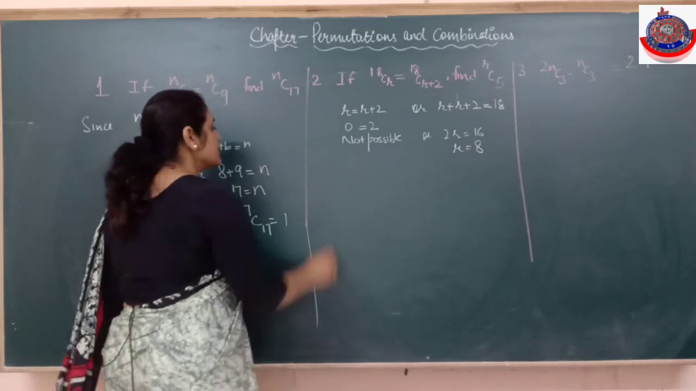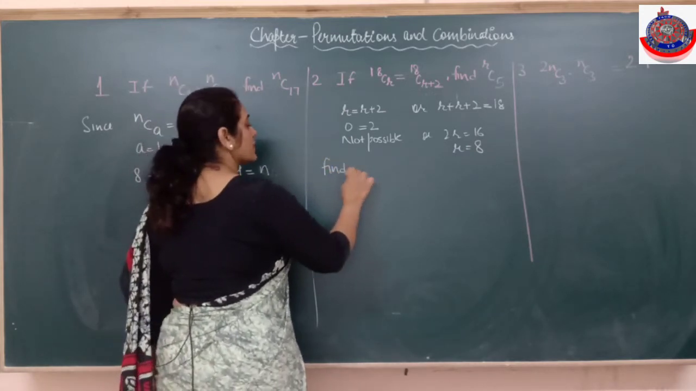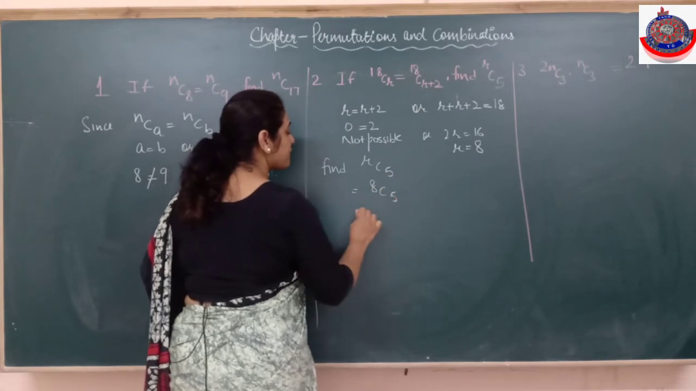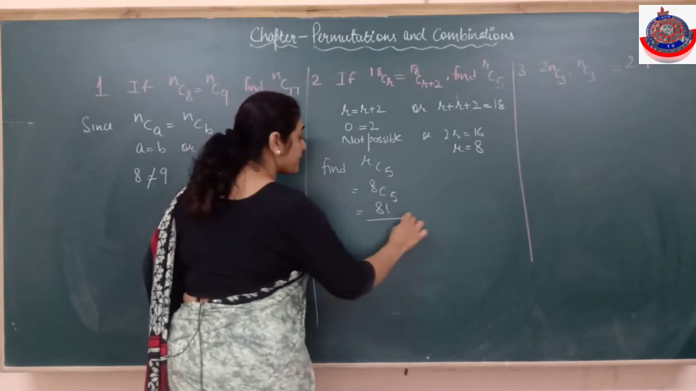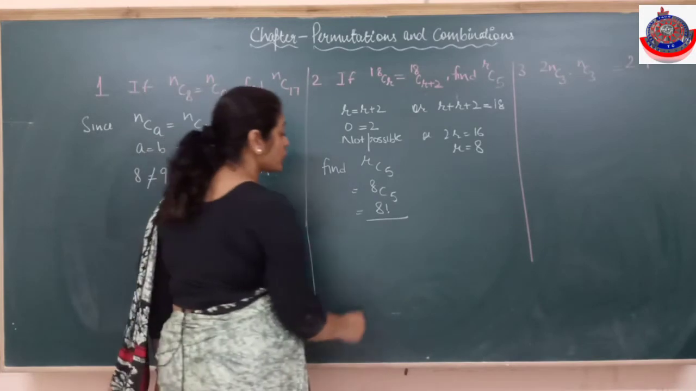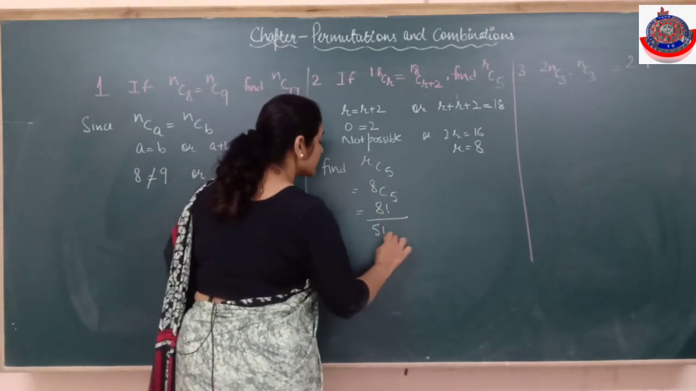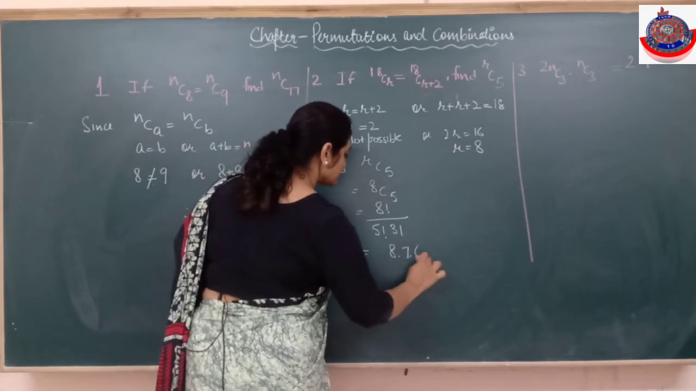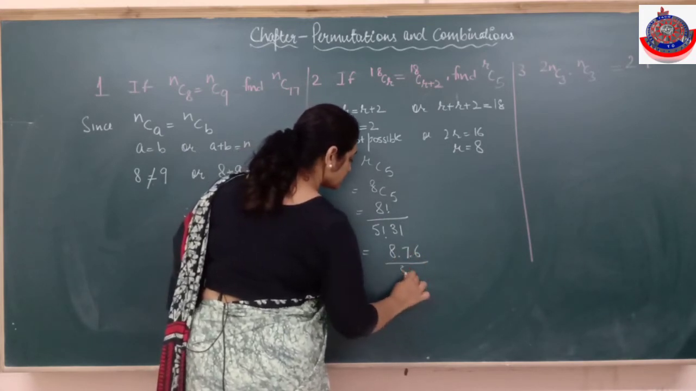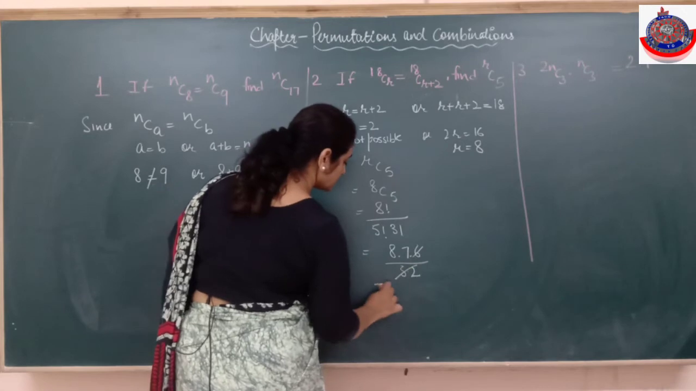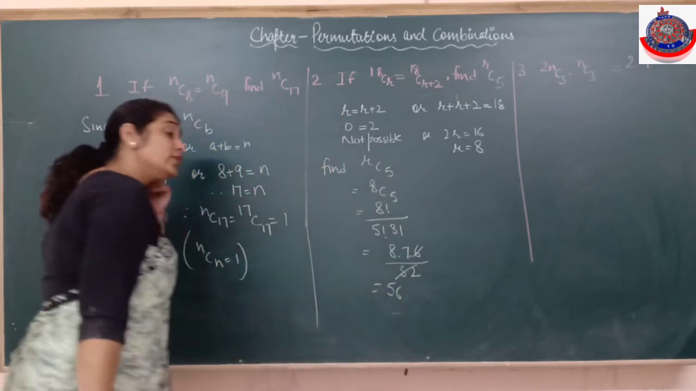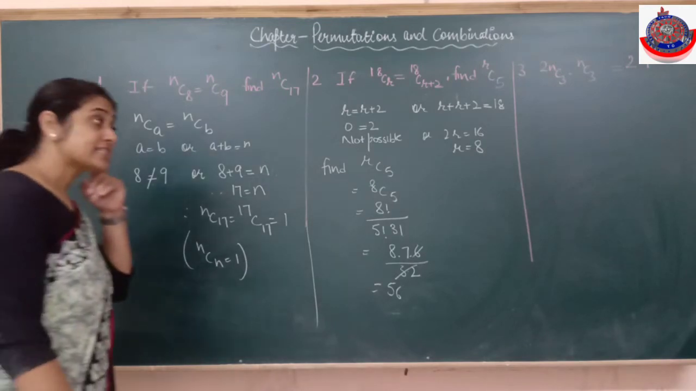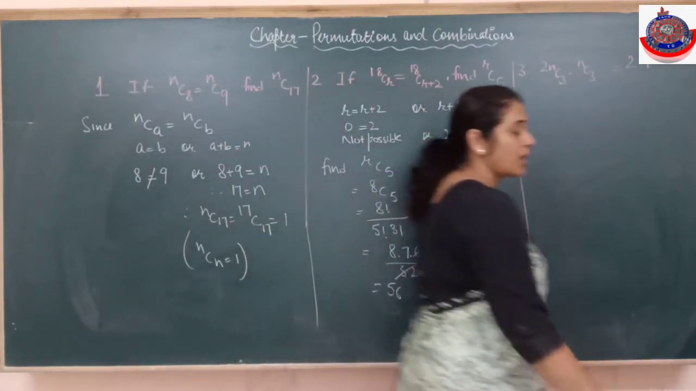Now this is to find rC5. It means put the value of r, 8C5. So open it with the formula nCr, which is n factorial upon r factorial into n minus r factorial. Solve it. So the value of 8C5 is 56. Alright. Let's come to the third one.